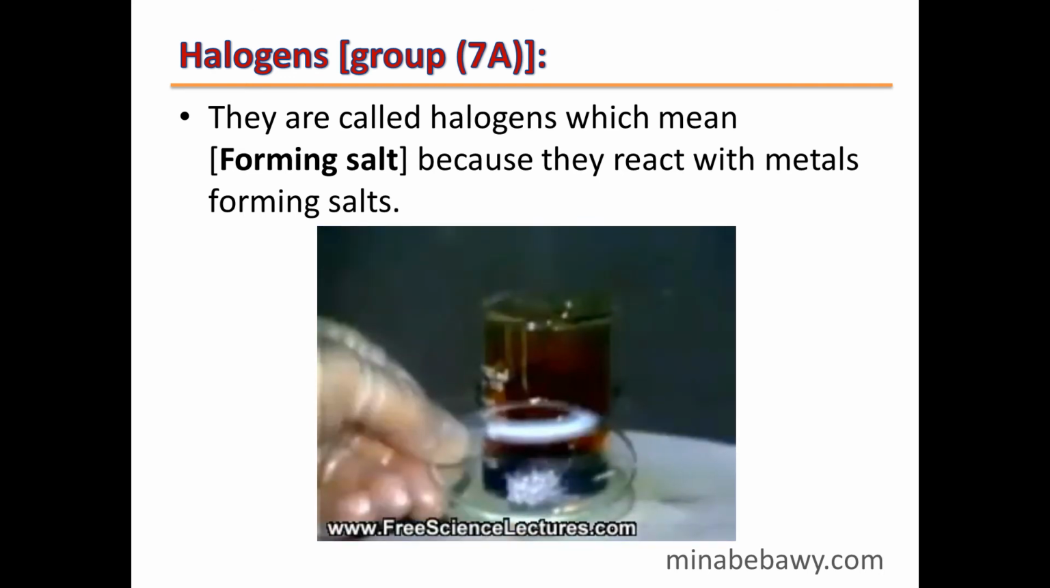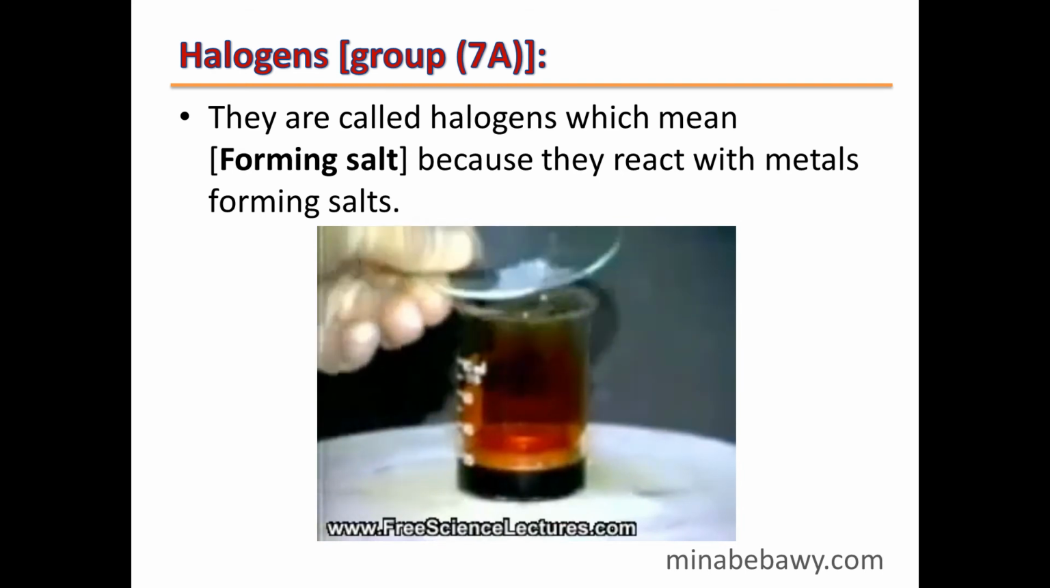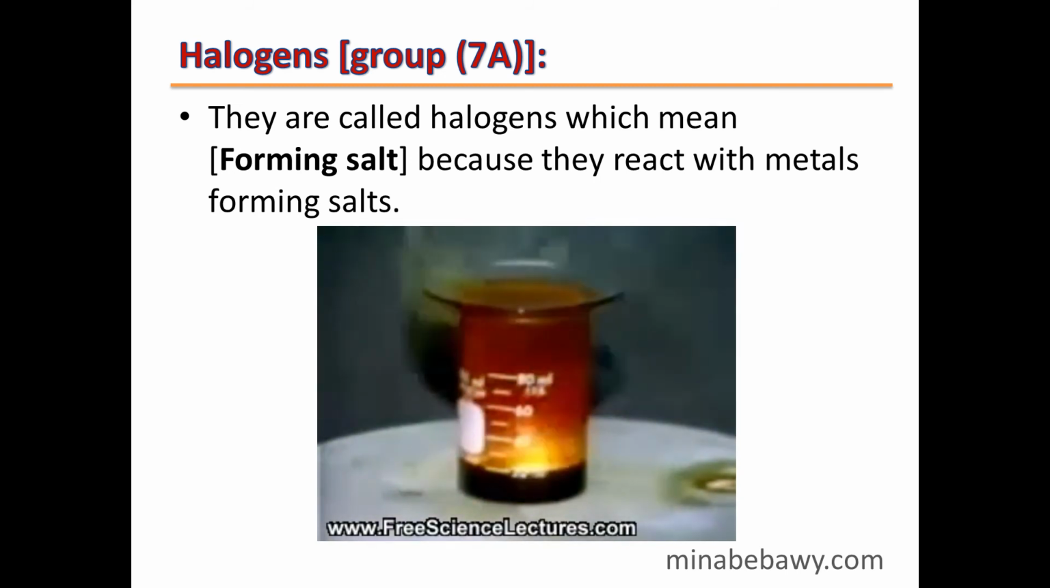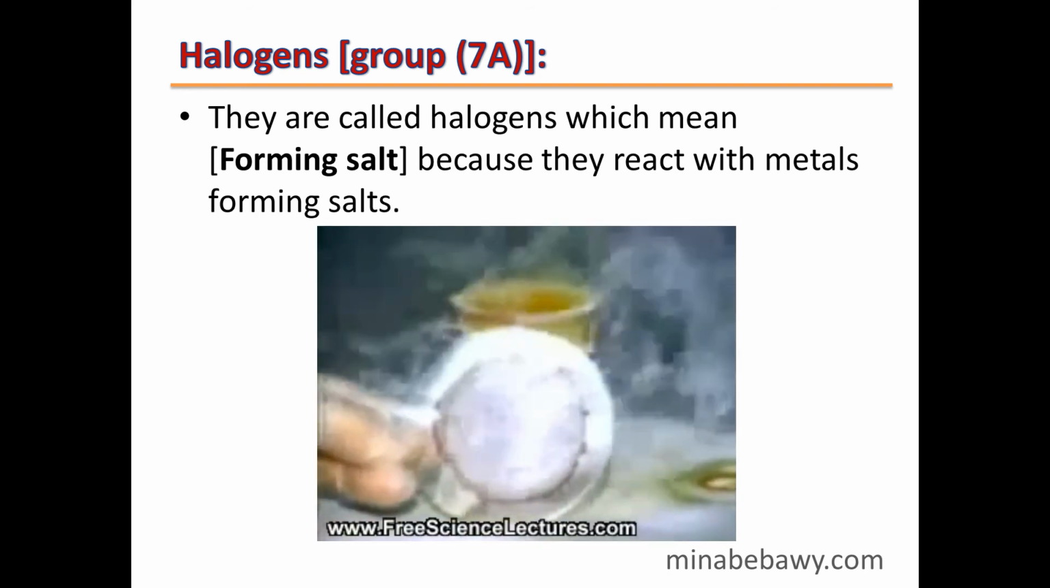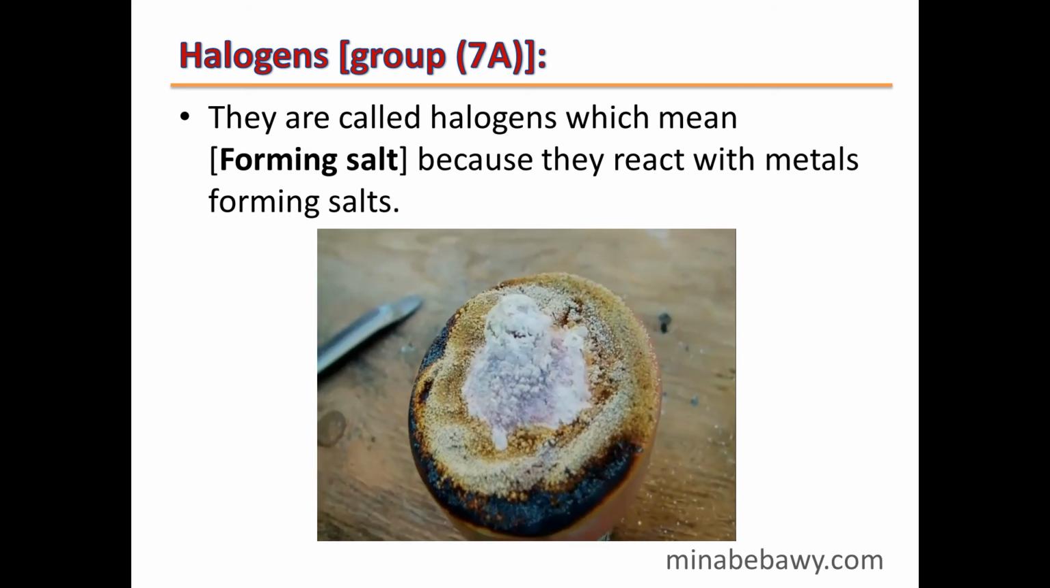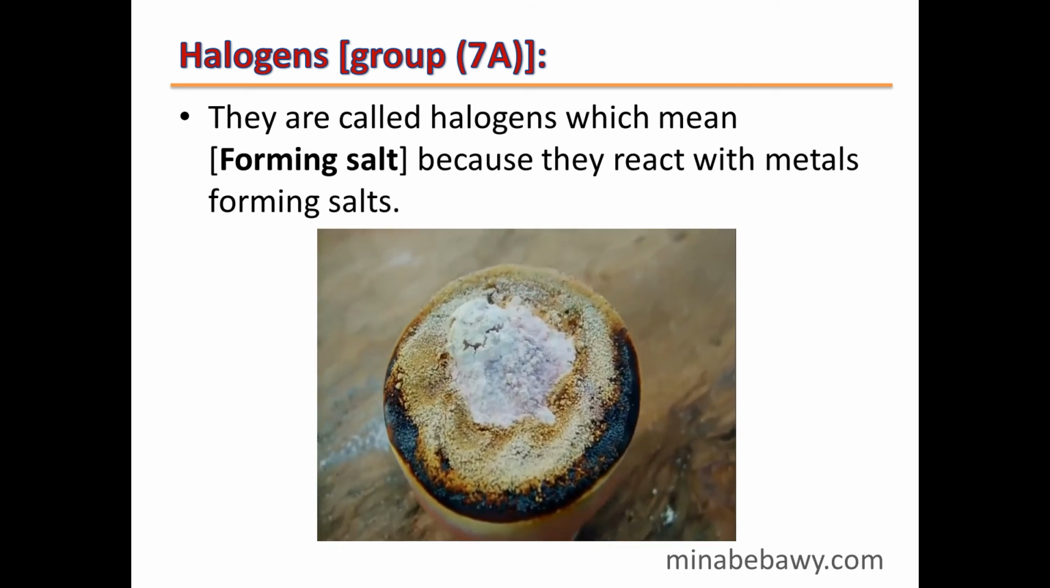This is liquid bromine, adding sodium to it or any metal, they will form salt. Group 7A elements are called halogens because they react with metals, forming salt. Also, the reaction of iodine with any metal such as sodium or potassium. In the case of sodium, sodium iodide is formed. In the case of potassium, potassium iodide is formed. So group 7A elements are called halogens because they react with metals, forming salt.